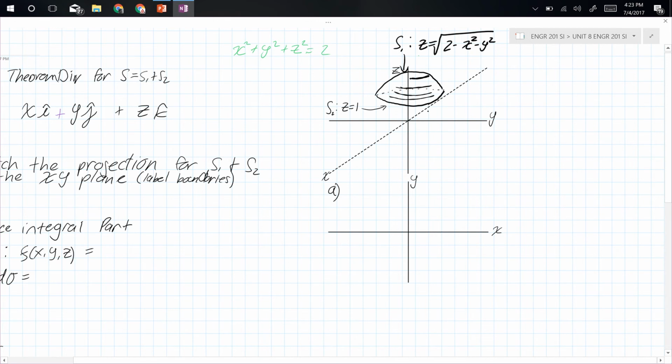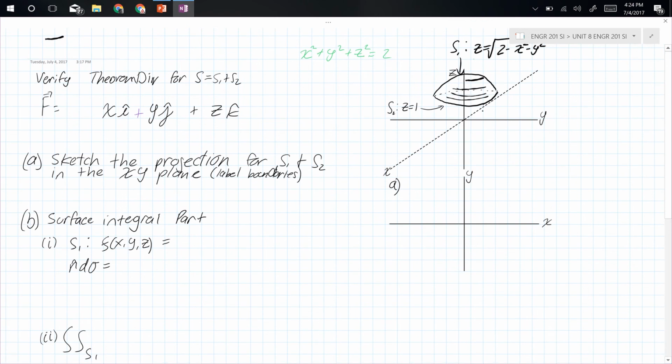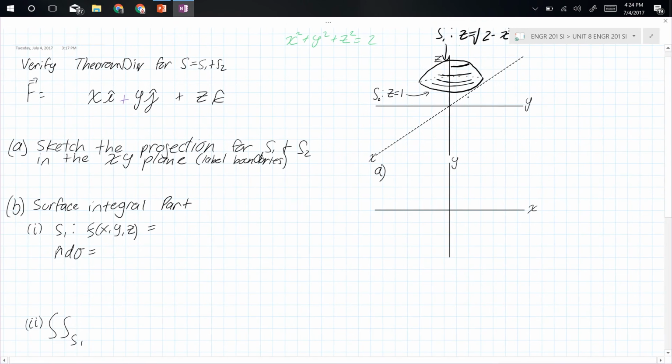And S2 is just a plane. It kind of cuts off the bottom part of this region. What it looks like is essentially if you cut off the top part of an orange. This is what it would look like, kind of a dome-like shape.